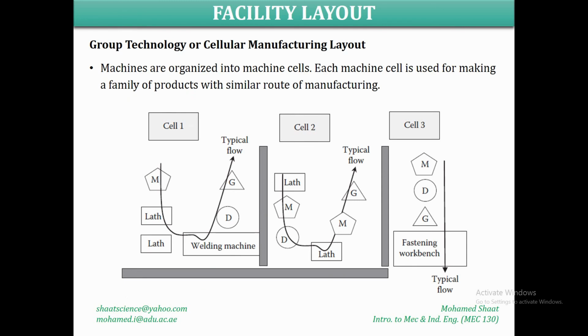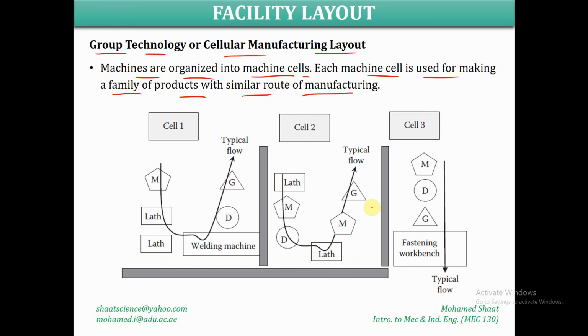Make sense? The third type of layout is group technology or cellular manufacturing. In group technology, machines are organized into machine cells. Each one of these machine cells is used for making a family of products with a similar route of manufacturing. Every cell is responsible for making many products, but the common thing between these products is that the way of manufacturing them should be similar. So in that case, we can group these machines in cell 1, cell 2, cell 3.